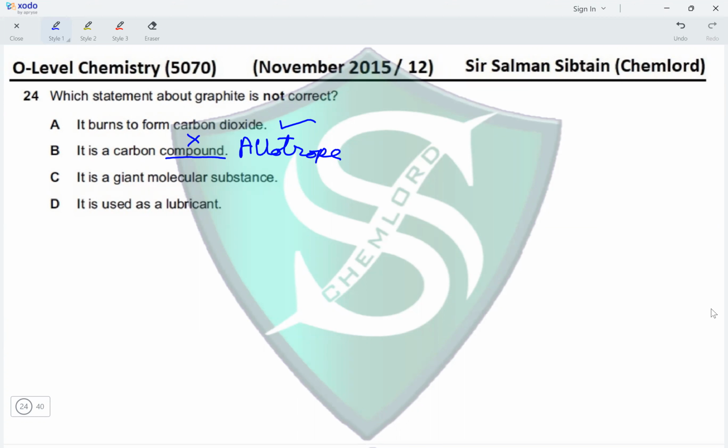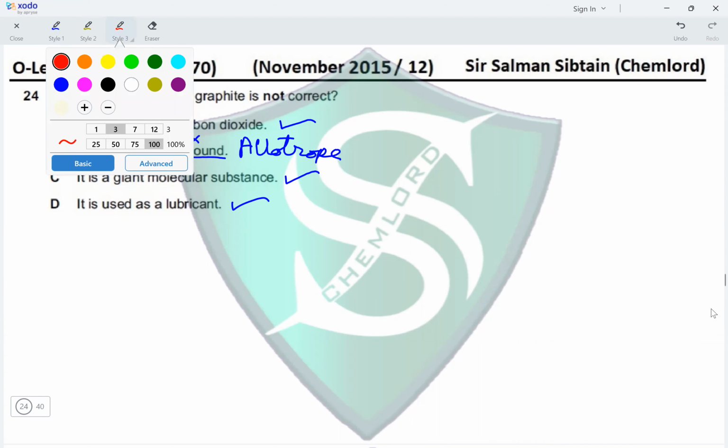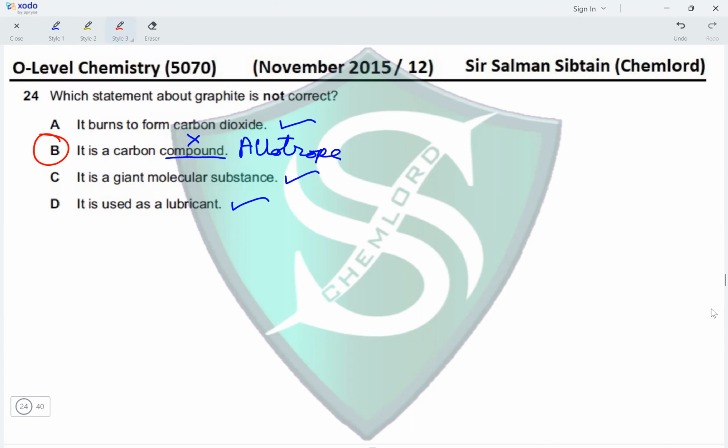Next, it is a giant molecular substance. Yes, this statement is correct. It is a macromolecule. And it is used as a lubricant. Yes, layers of graphite slide over each other, acting as a lubricant for industrial equipment in gears and in movable parts. So this is also correct. The question asks which statement about graphite is not correct. This makes option B the correct option for this question.